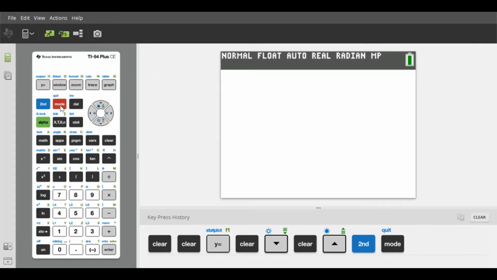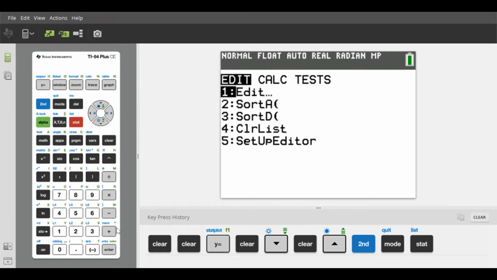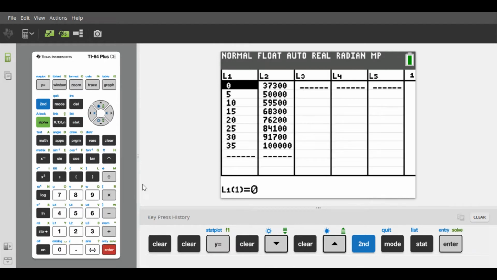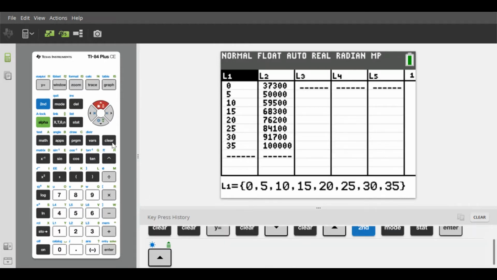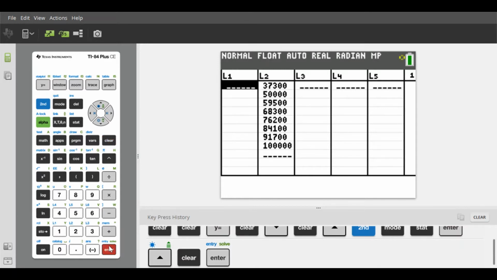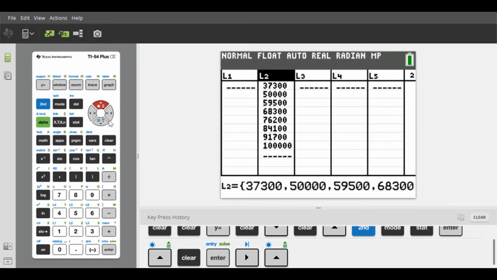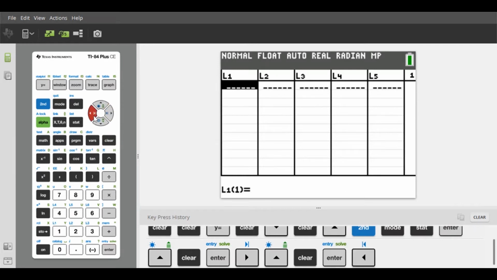Alright guys, so we're over here at the calculator. I'm at my little blank screen that we start with. I'm going to hit the stat button and go to edit and hit enter, and this is how we're going to type in our list. I'm going to clear out my old list, so I'm going to go up to L1, highlight it, hit clear, and then hit enter, and that will clear out the entire list for me. And I'm going to go over to L2 and do the same thing. I'm going to hit clear, enter, and that's going to clear out the stuff in the list.